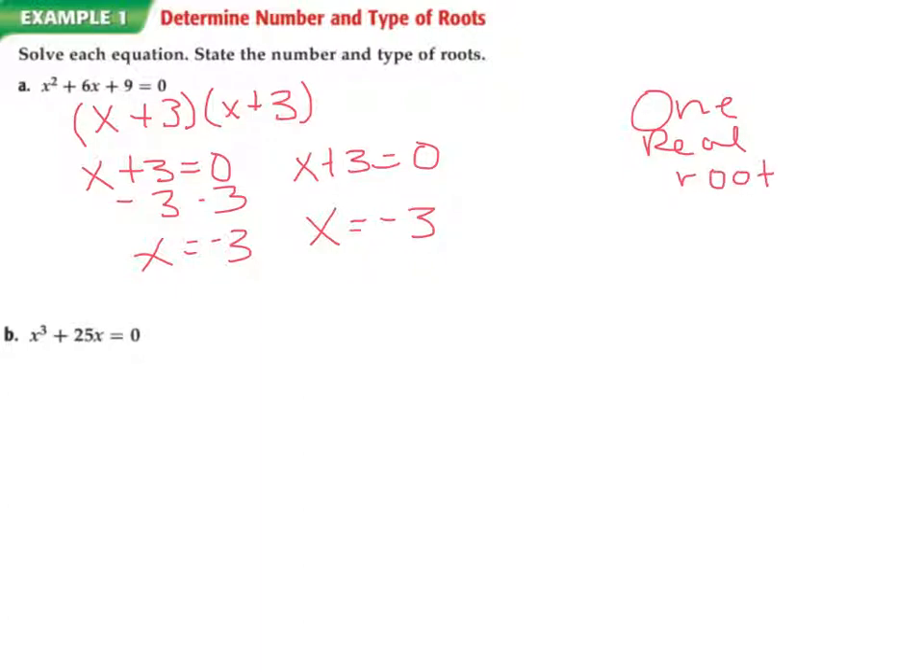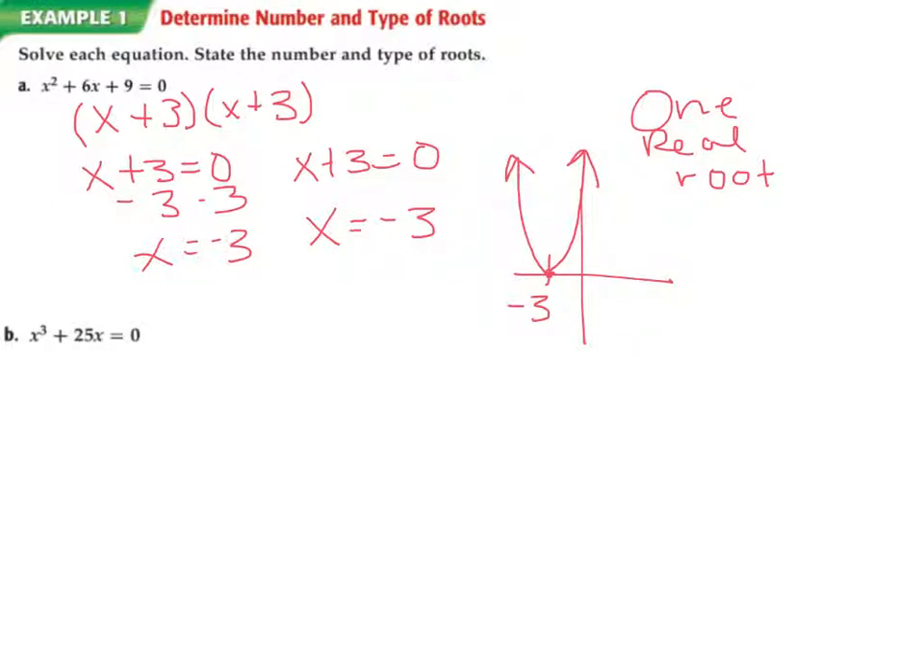And so, since the graph of the equation touches the x-axis at x equals negative 3, that's the only place that it's going to touch the x-axis, and so the graph isn't going to cross the x-axis. Instead, it's going to look something like this. So if this is negative 3, we're going to have a point there, but it's going to go up, so it's never going to actually go across the x-axis.